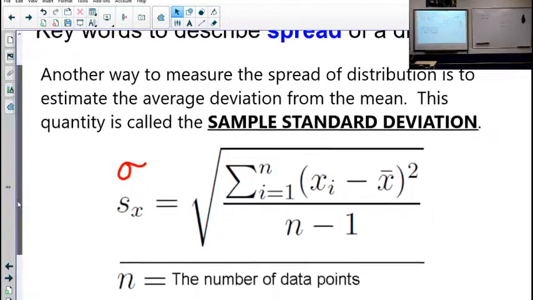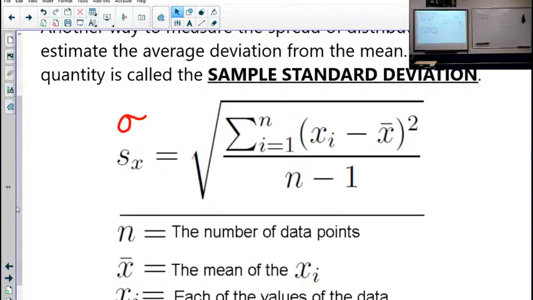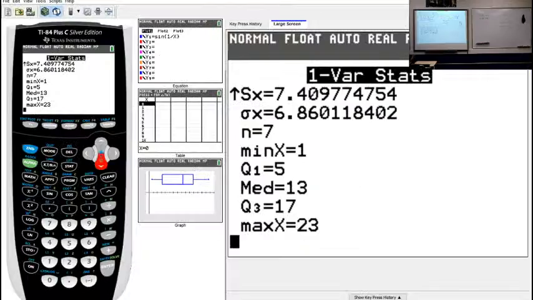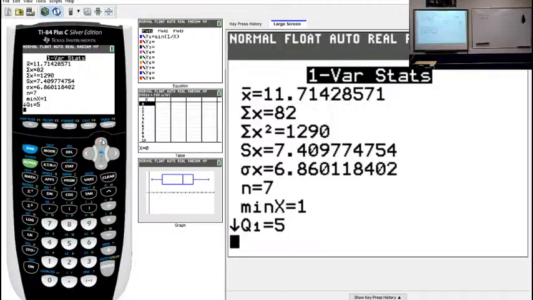The other measure of spread we can use is standard deviation. This is with the Greek letter sigma or S sub x. These two are both used to stand for standard deviation. You will not have to compute standard deviation. Again, the calculator does it for you. It is S sub x right here. This would be the standard deviation of the data we put in list 1.